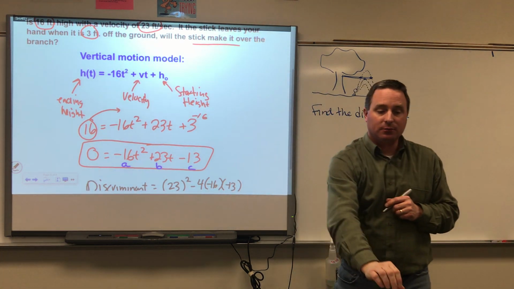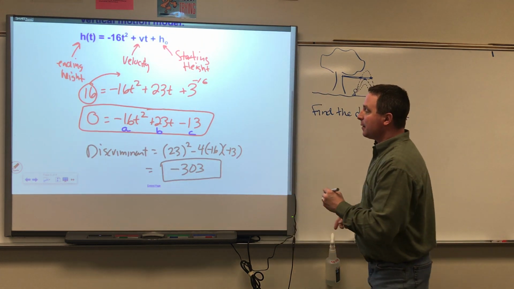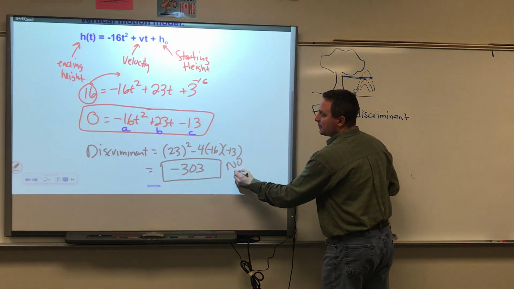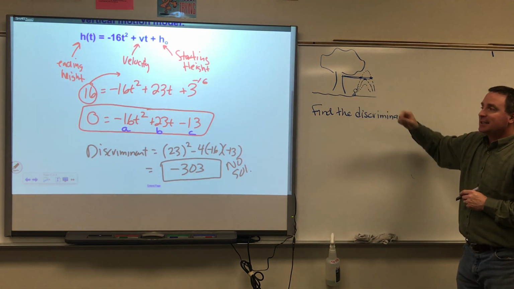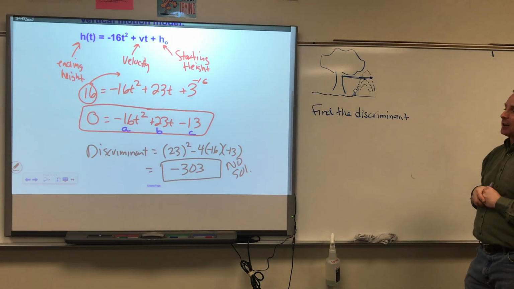So to answer the question, if I go back up here to the top, will the stick make it over the branch? Well, the discriminant was a negative number. That tells me there's no solution. That tells me it was too wimpy, didn't make it up and over the branch, didn't work.